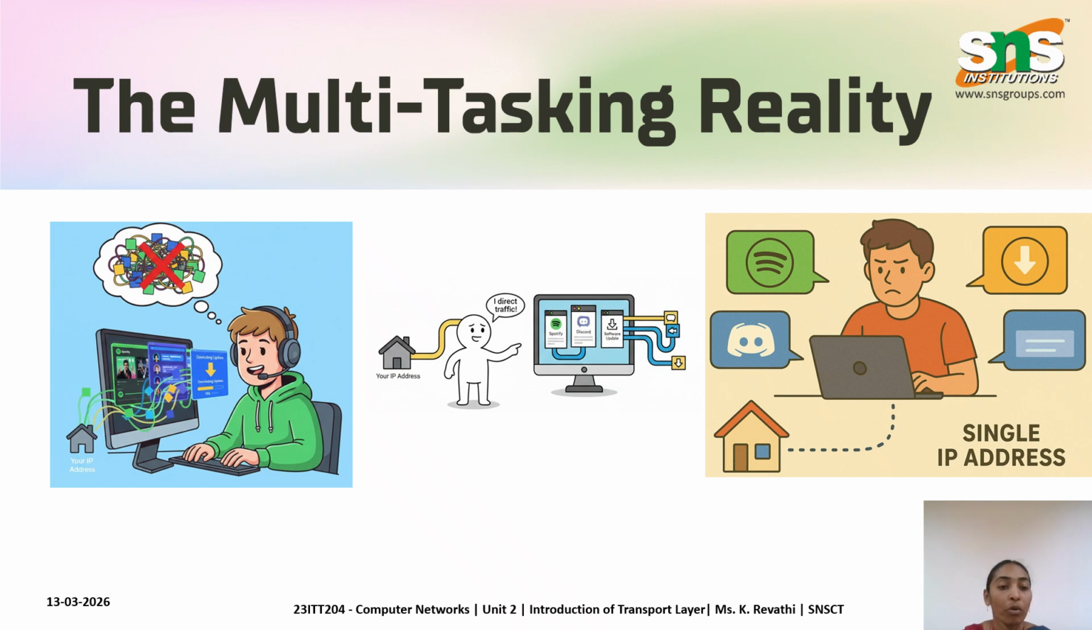To solve this problem, the transport layer uses port numbers. For example, for web services, we can use port number 80 or 443. For email, we can use port number 25. For file transfer protocol, we can use port number 21. These ports help identify the correct process or application in the receiving system.